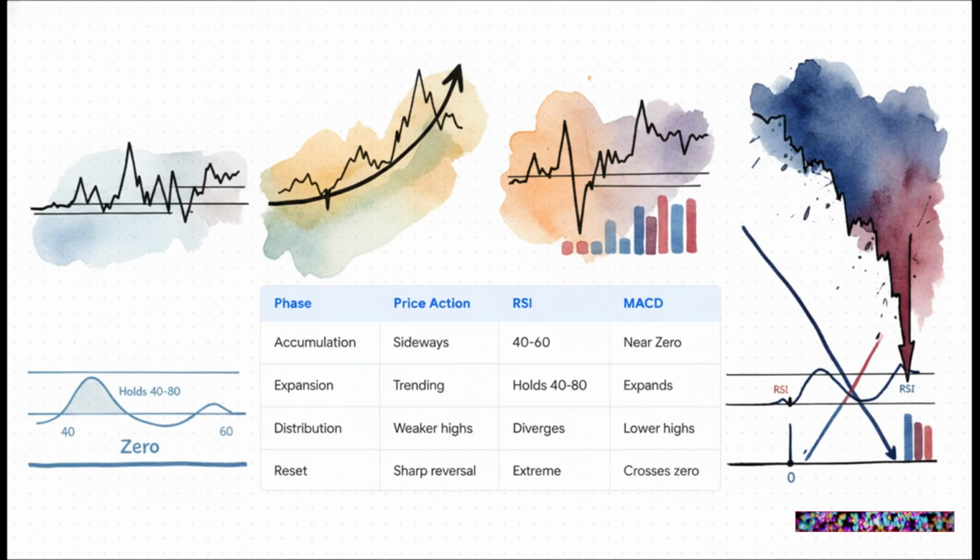Now distribution, this is where you gotta be careful. Price might push to weaker highs, but the RSI will actually diverge, failing to make new highs, and the MACD starts printing lower highs above zero. Finally, the reset phase hits with a sharp reversal in extreme RSI levels. Context is everything here. The phase totally dictates how you read the indicator.